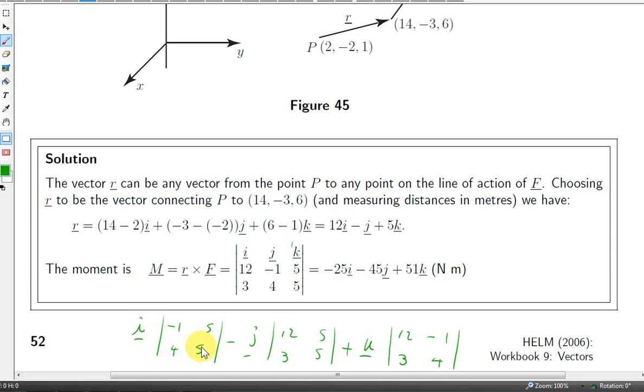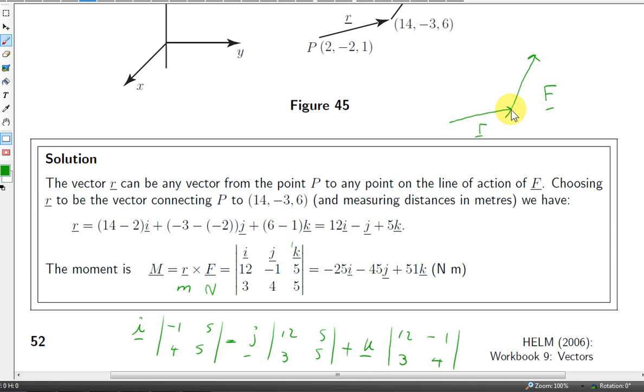So to get the determinant of this matrix, we have -1 by 5 minus 5 by 4. So that's going to give us -5 minus 20. It's -25. Here we have 12 fives are 60 minus 15. That's plus 45 times this minus sign gives us -45. Over here we have 48 minus -3, 48 plus 3 is plus 51. So if r is in meters and F is in newtons, then the units of the moment vector is newton meters.